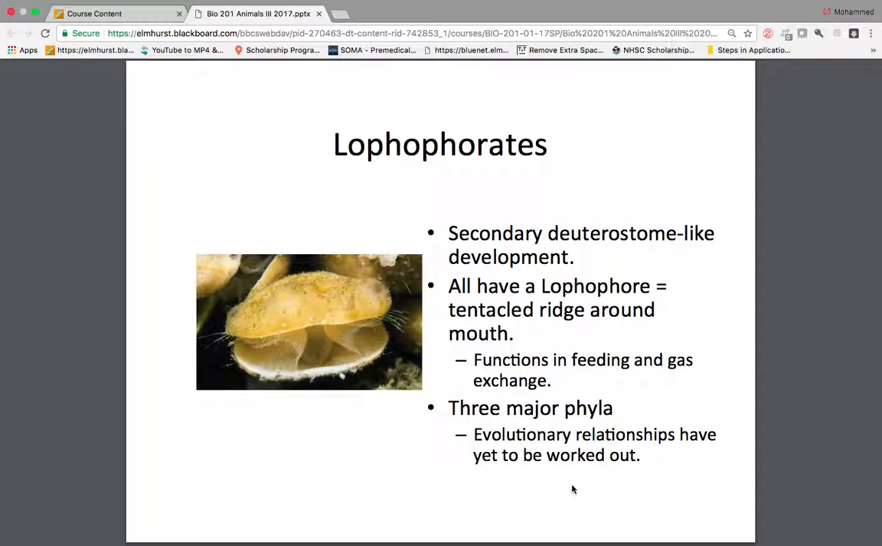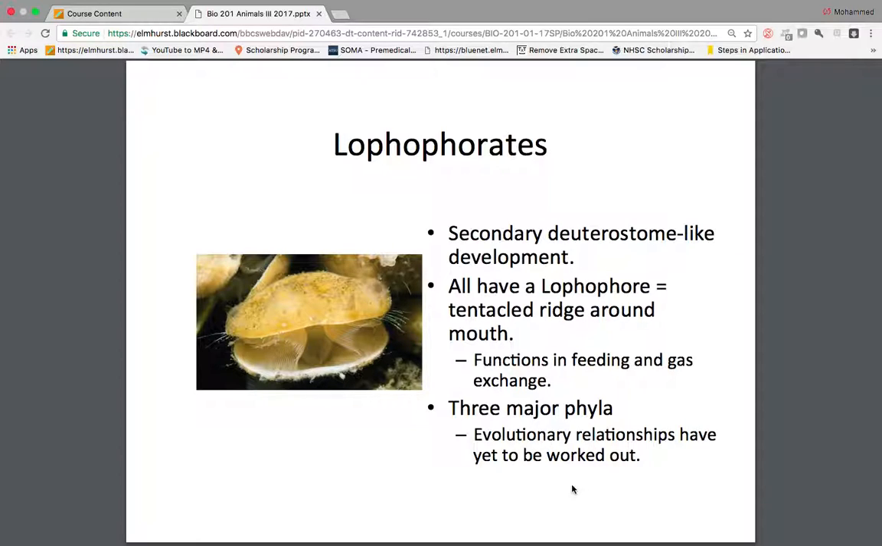When I was in college, the Lophophorates were thought to be more closely related to the deuterostomes than the protostomes. They have a lot of things about their development that appear deuterostome-like. For example, deuterostomes, who we're going to talk about in a few days, have a three-part coelom. Most of the Lophophorates have this three-part coelom. They have determinate development, which was one of the things that we said was a deuterostome trait.